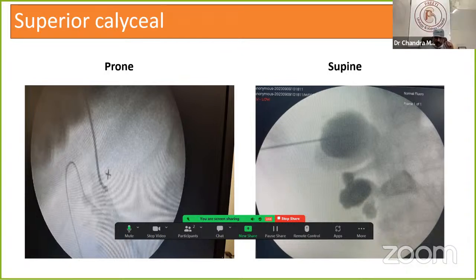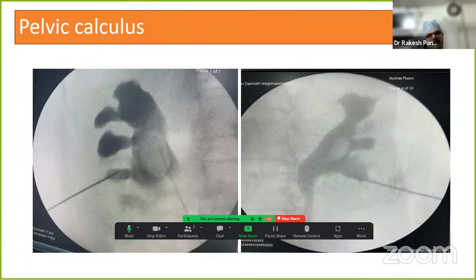Coming to pelvic calculus, easily we can come from either the middle or lower calyx and we can clear easily, no problem. There is not much difference between prone and supine PCNL.